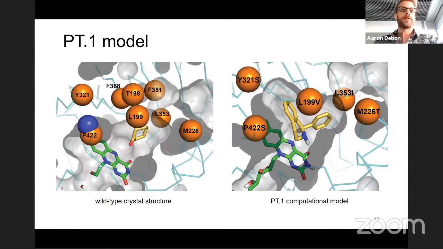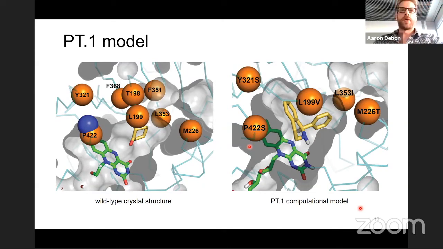Here you can see the wild type crystal structure, and here a computational model that we made by in silico mutating these 5 residues and then docking in the substrate. What you can see is that by reducing the size of these residues, we've created a second pocket where this isoquinoline ring can fit in. And here we have 2 additional mutations on the exit channel.